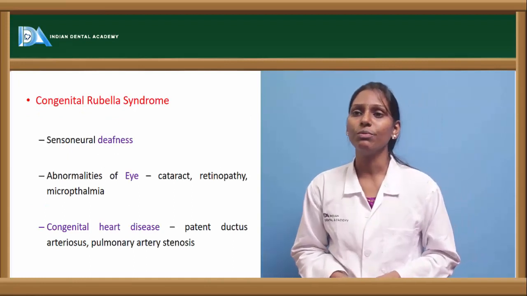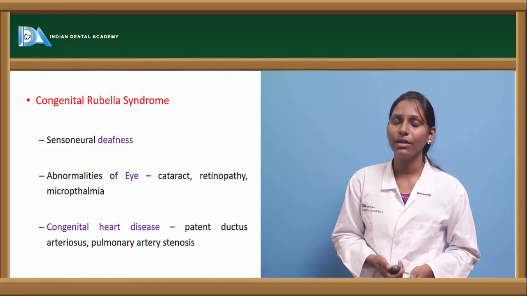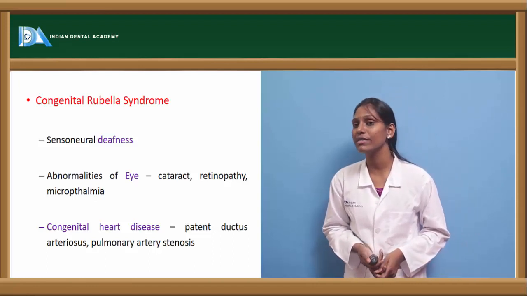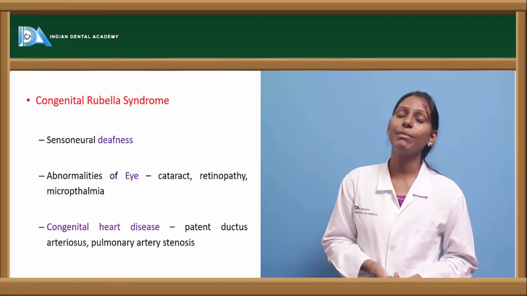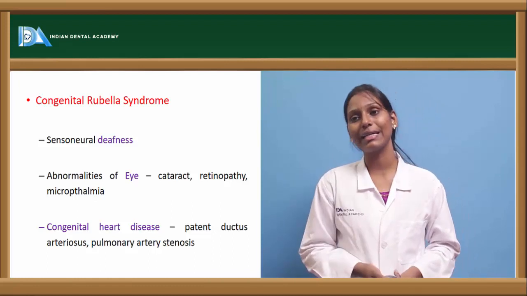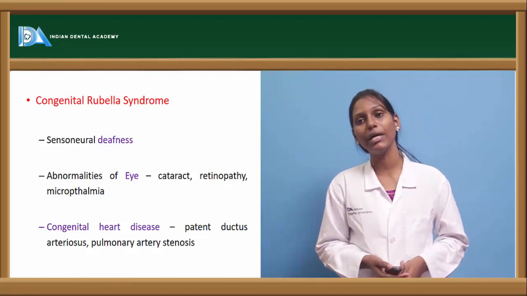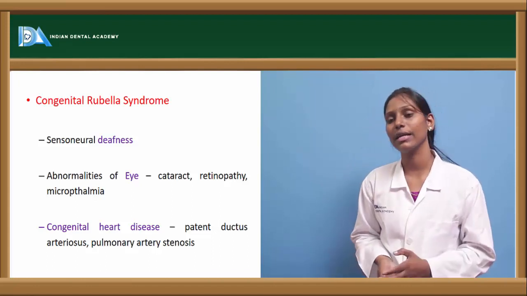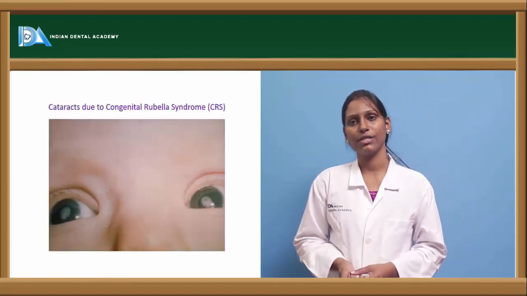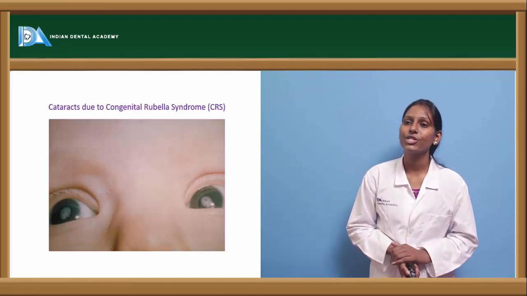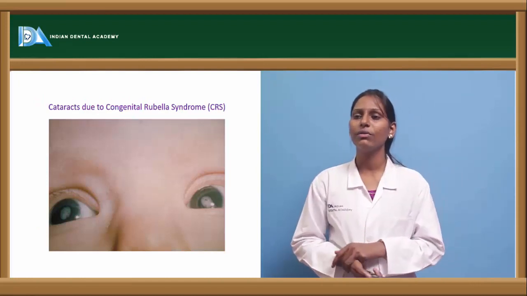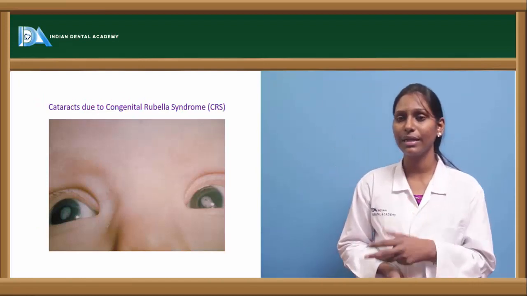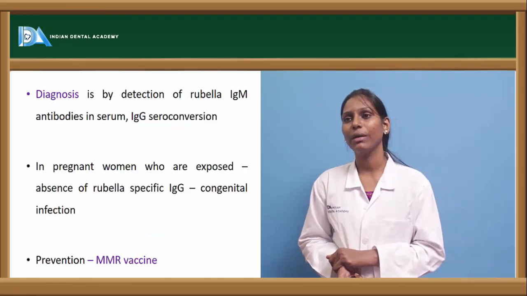Congenital rubella syndrome is a condition with a pathognomonic triad, which includes sensorineural deafness. They can have abnormalities of the eye, which include cataract, retinopathy and microphthalmia, and congenital heart diseases, namely patent ductus arteriosus and pulmonary artery stenosis. Here is a picture of an infant showing cataract because of congenital rubella syndrome.